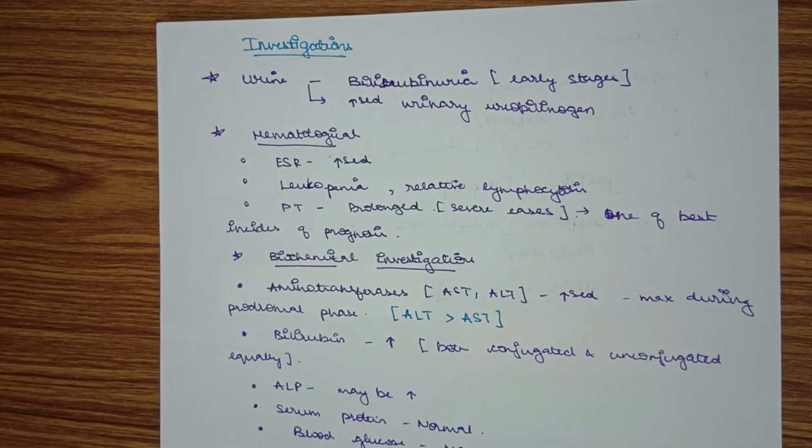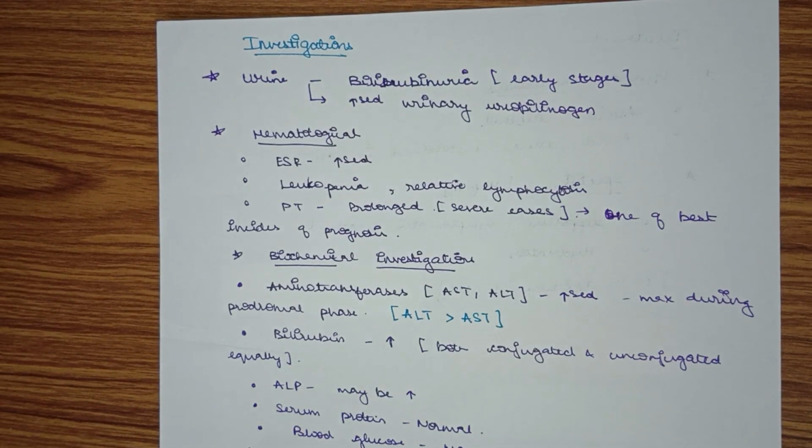Hematological findings include increased ESR, leukopenia, that is decreased WBCs, and relative lymphocytosis, that is the lymphocytes will increase because it is a viral infection. We know that in viral infection generally the lymphocytes increase, and in bacterial infection the neutrophils increase. So since it is a viral infection, there will be relative lymphocytosis, and prothrombin time will be prolonged.